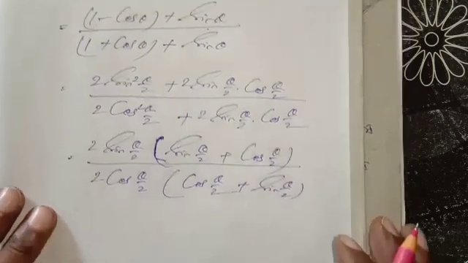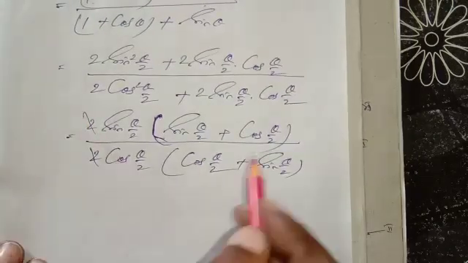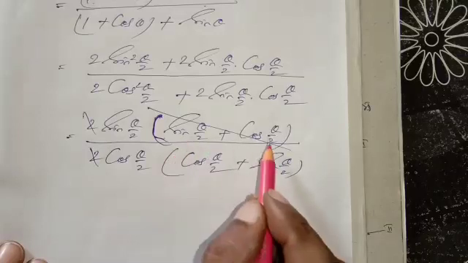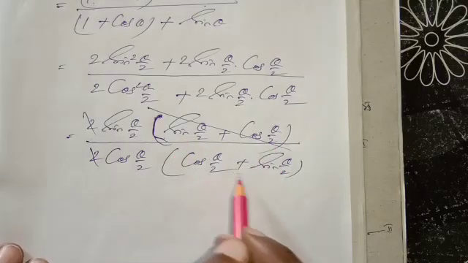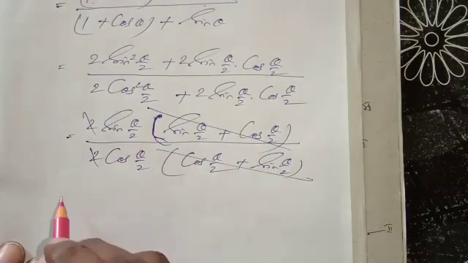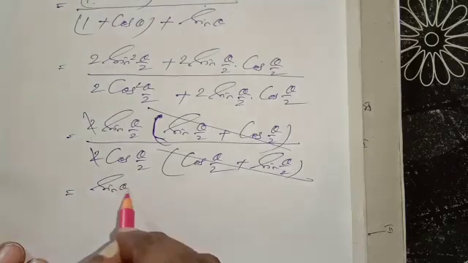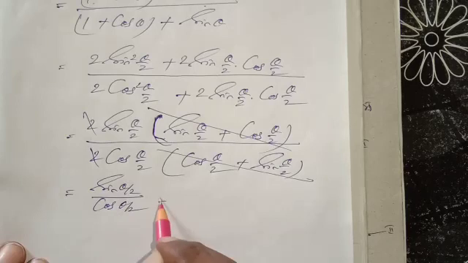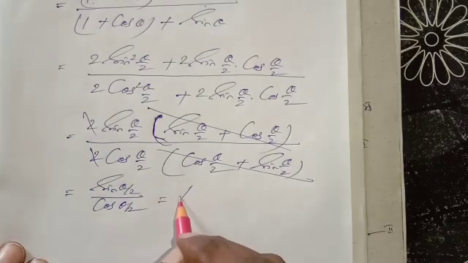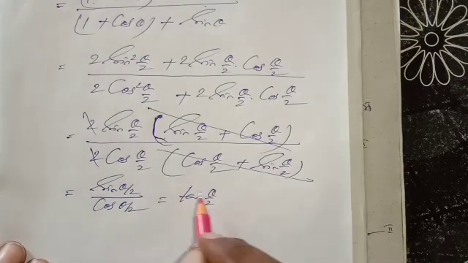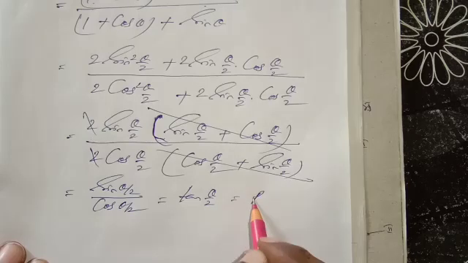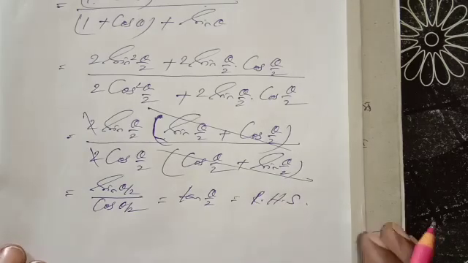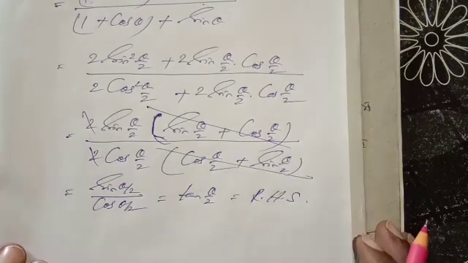Now see, after that this 2 will be cancelled, and this total part sin theta by 2 plus cos theta by 2, here also cos theta by 2 plus sin theta by 2 will cancel out. What is left? That is sin theta by 2 by cos theta by 2. Sin by cos is what? That is tan theta by 2. This is nothing but the submultiple angle, which is equal to the right hand side. In this way, question number 4 is also completed.